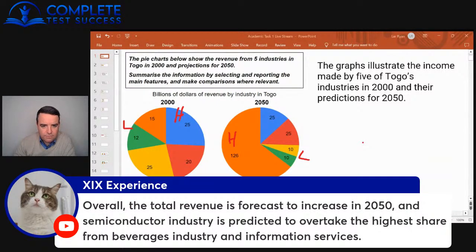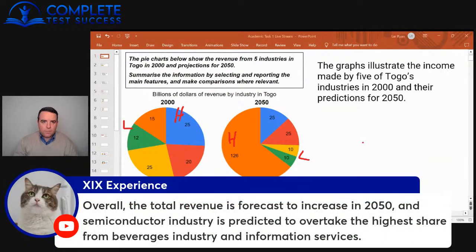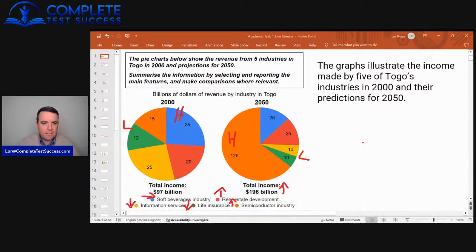Overall, the total revenue is forecast to increase in 2050. Similar is predicted to overtake the highest share from beverage industry and information services. Okay, good. While the insurance industry is expected to obtain the lowest figure. Now, I like what you're doing. I'm going to take what you've done, but we're going to have to change it a little bit. So let me just copy and paste what we have here, and we'll work with that.